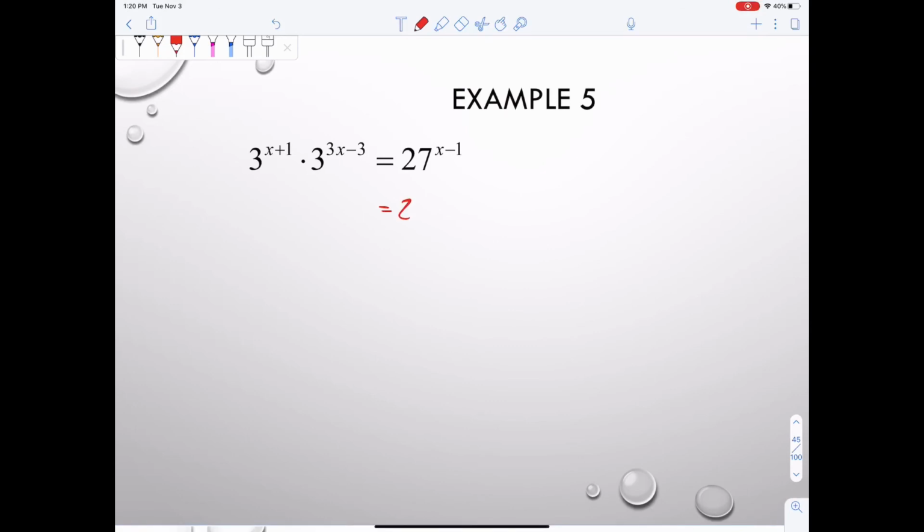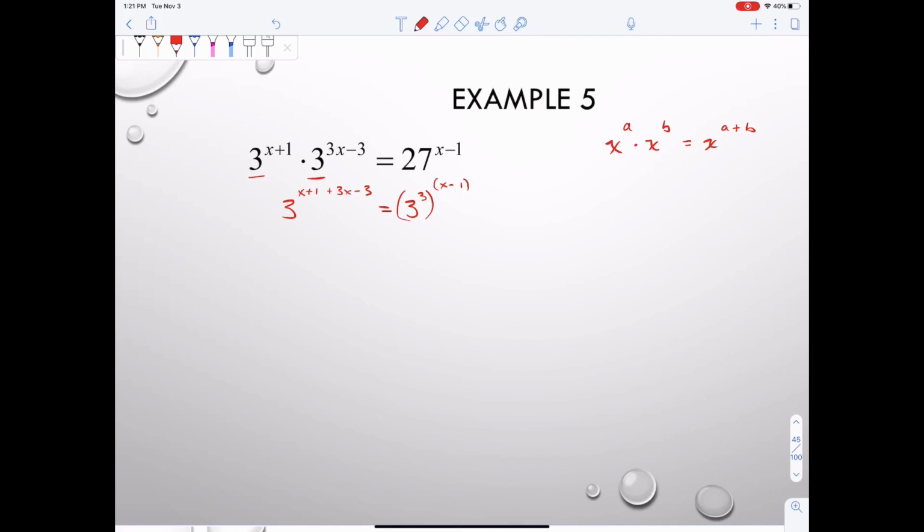All right, so I have, instead of 27, 3 to the 3rd power, all to the x minus 1 power. Now what do I do on the left? I have to write this as a single exponential base. Well, what would you have done if we had x to the a power times x to the b power, right? If I have like bases multiplied together, I add those exponents. Here I have a like base. It is 3. I'm going to add those exponents. So when I do that, I'm going to have 3 to the x plus 1 plus 3x minus 3 power.